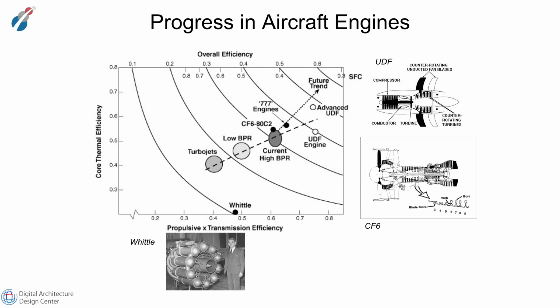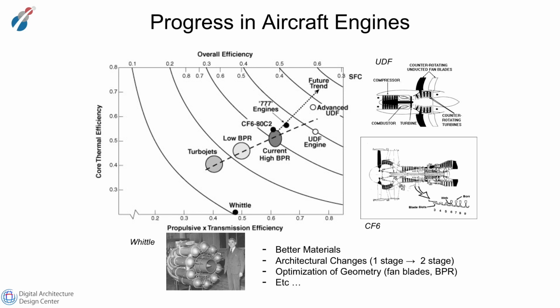And so you can see that one of the original engines, the Whittle engine in the UK, was here, a very poor overall efficiency, only about 10%. And then we've improved dramatically in recent decades. And we keep improving further with new architecture, like unducted fans, for example. And how do we do this? Well, we do it with better materials, architectural changes, for example, going from 1 stage to 2 stages to 3 stages, optimizing the geometry and other design improvements.